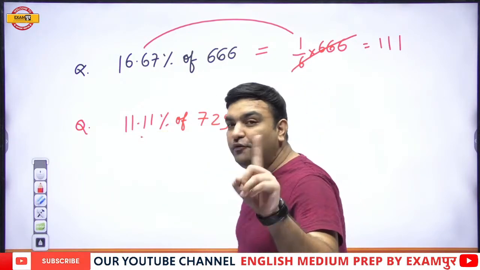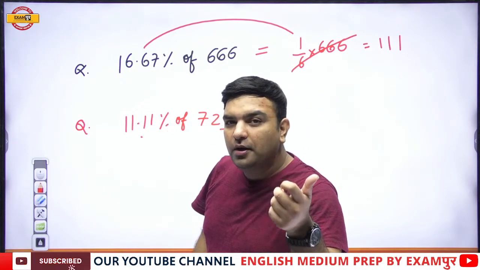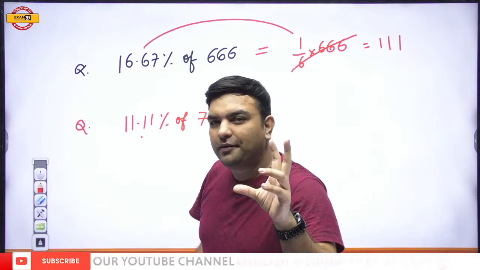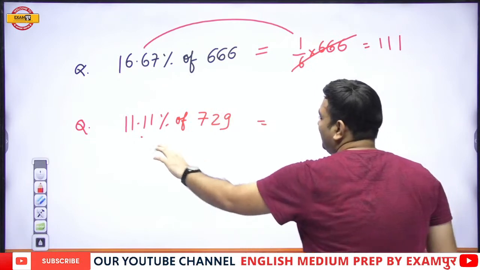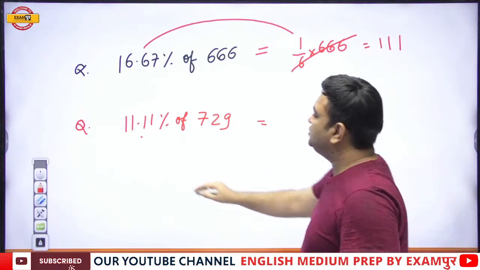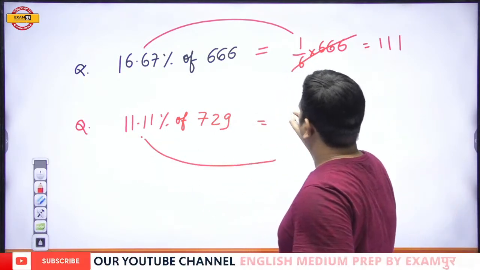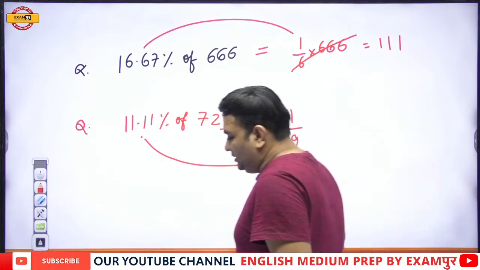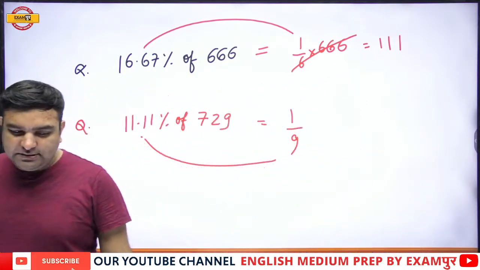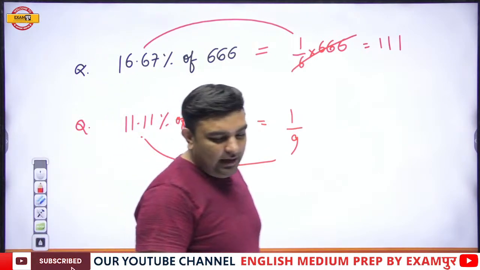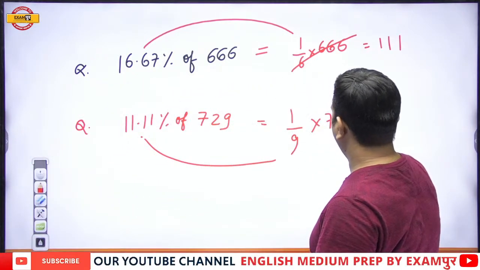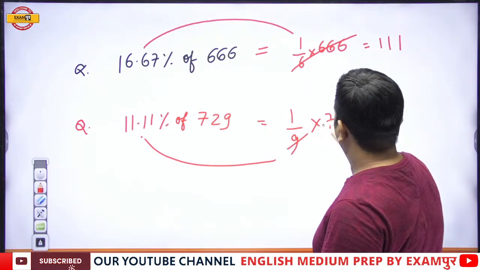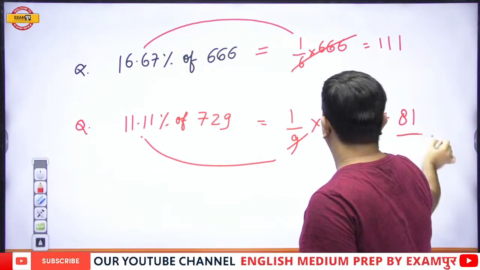Okay. Second one. Guys, 11.11. Just think of a number which can make it 100. 11 into 9. So it's 1 by 9. 11.11% is 1 by 9 of 729. 81.